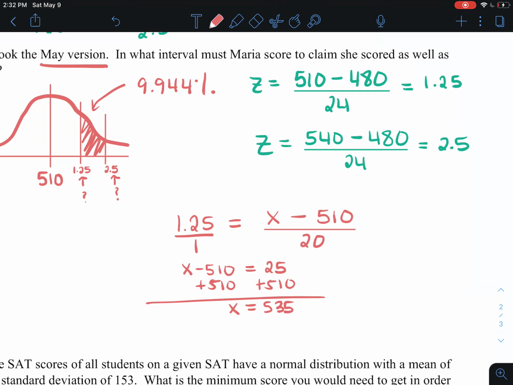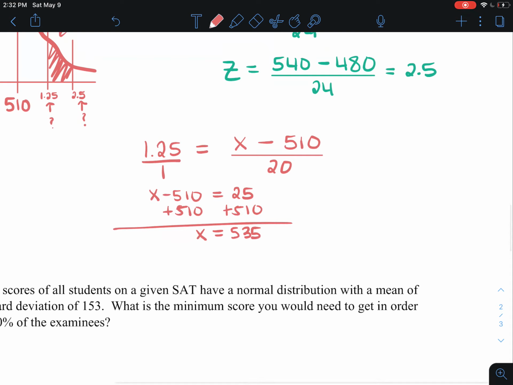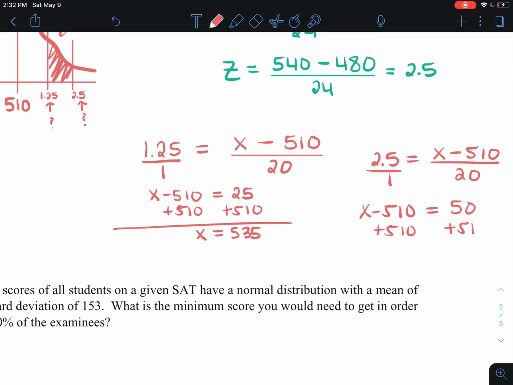Now we have to calculate what the score at a 2.5 z-score is going to come out to be. So let's set that up, side by side. Now I have 2.5 equal to x minus 510 over 20. So let's cross multiply. Now I'm doing 2.5 times 20, and I get 50. So if I add over the 510, I will get a score of 560.